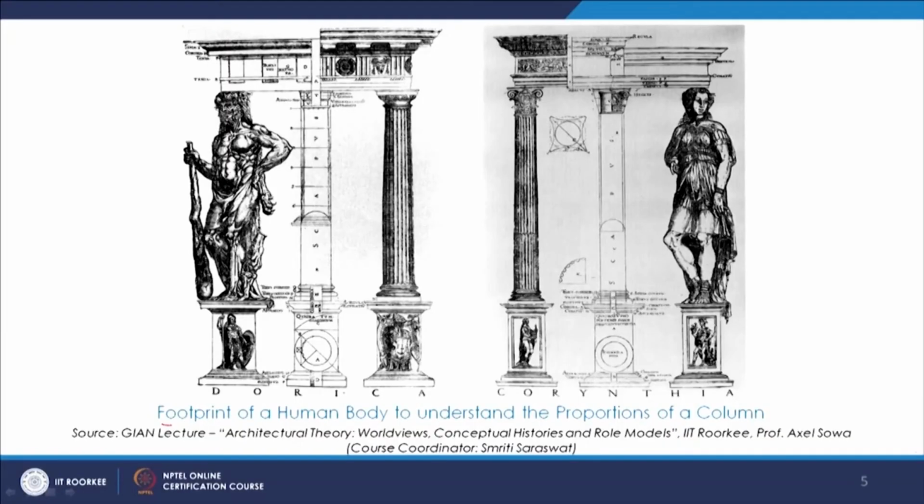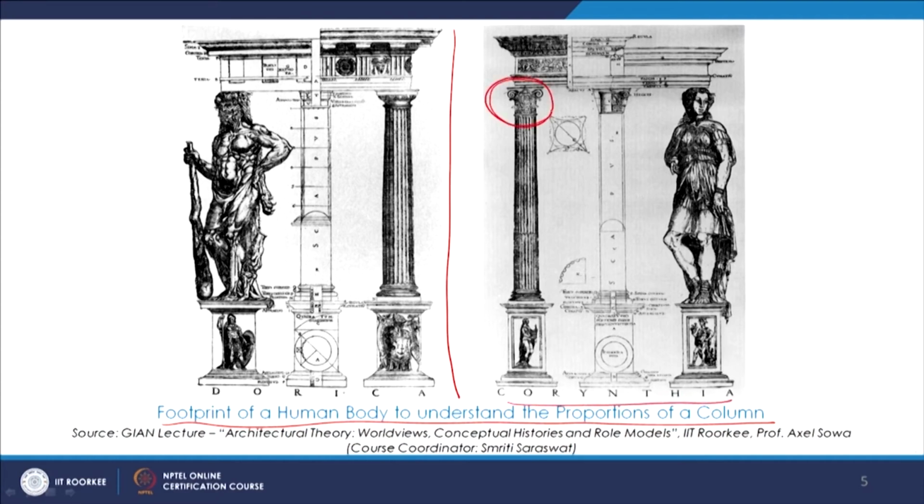So here if we see, the footprint of human body was taken as a reference to understand the proportions of the column. So this is a Dorian one and this is a Corinthian. Here we see the curves and the decoration, and this is fairly simple. So a system was derived where the footprint and the height, a ratio was set between it and then it was translated on the columns.